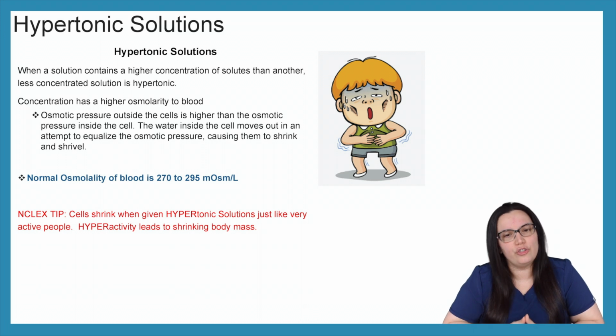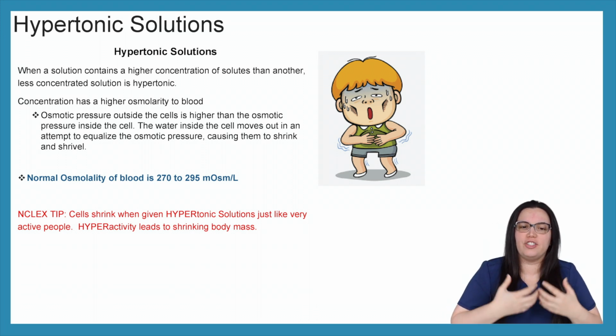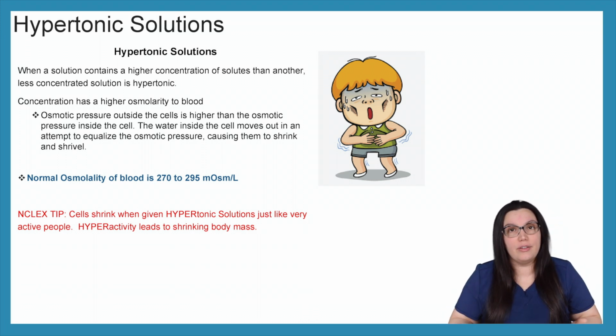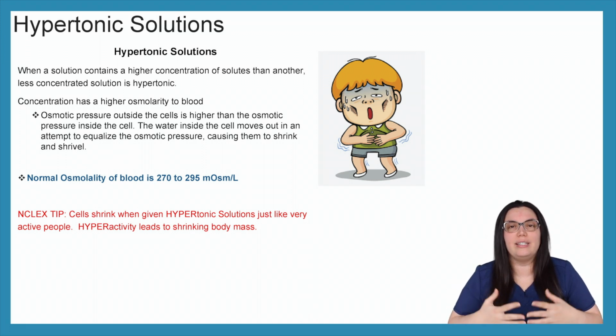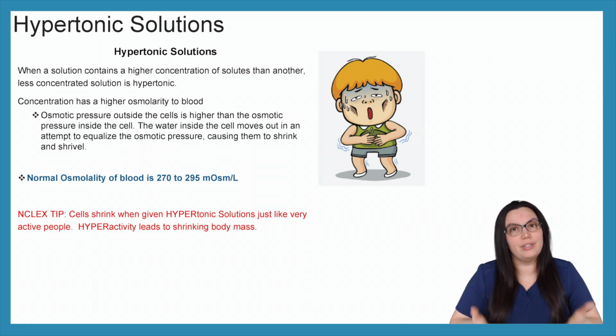It's when a solution contains a higher concentration of solutes than another less concentrated solution. It is also known as hypertonic. So the concentration has a higher osmolality to blood. So osmotic pressure outside of the cell is higher than the osmotic pressure inside of the cell.